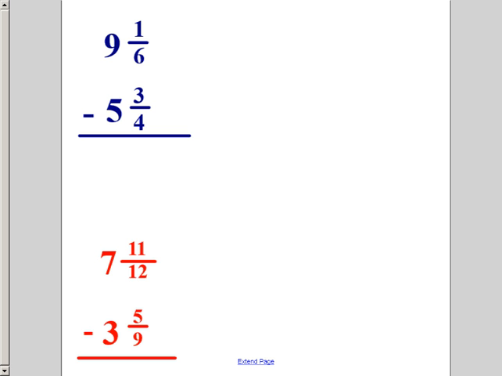Here's two problems that I want you to give a shot to, and they do take a little bit of work, but I think you can do it. Take a moment to pause, try both of those, and see what you come up with. When you're done, go ahead and hit play and check and see if you were correct.